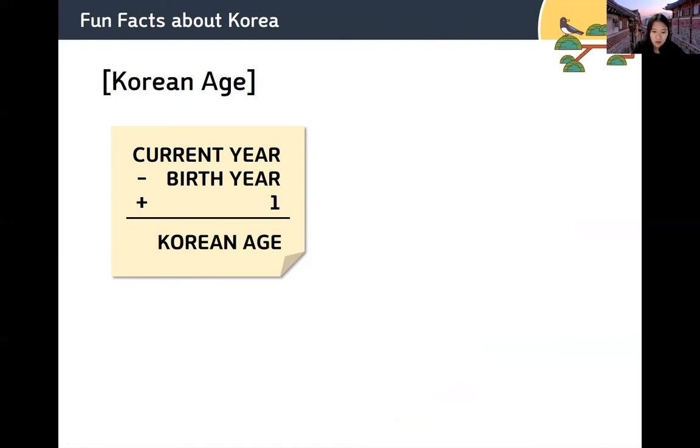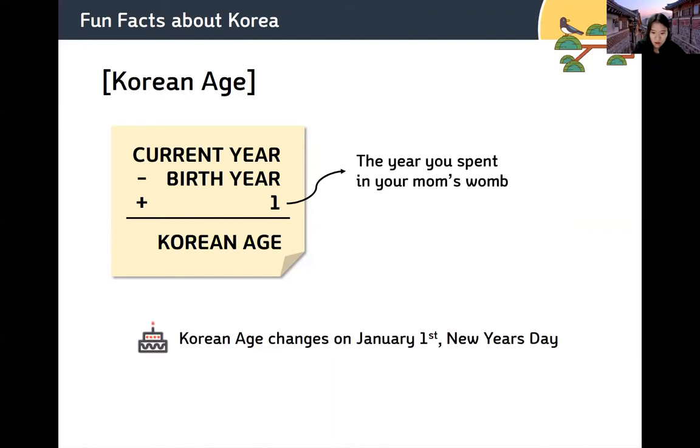In Korea, as soon as you are born, you become 1 year old because we count the year you spent in your mom's womb. Also, the Korean age changes on January 1st. So everyone officially becomes a year older at the same time after the first day of the new year, no matter when your birthday is.